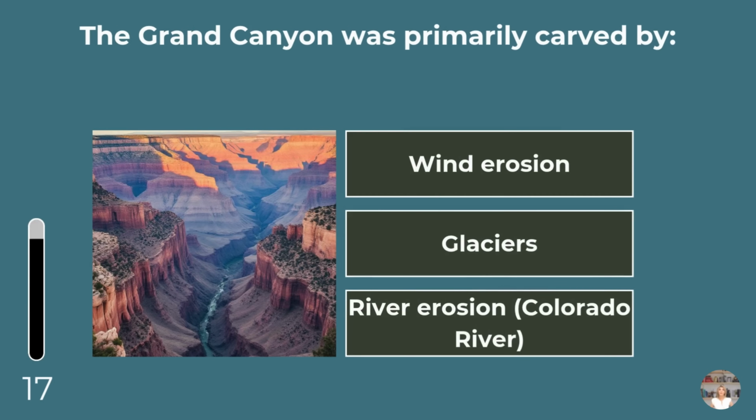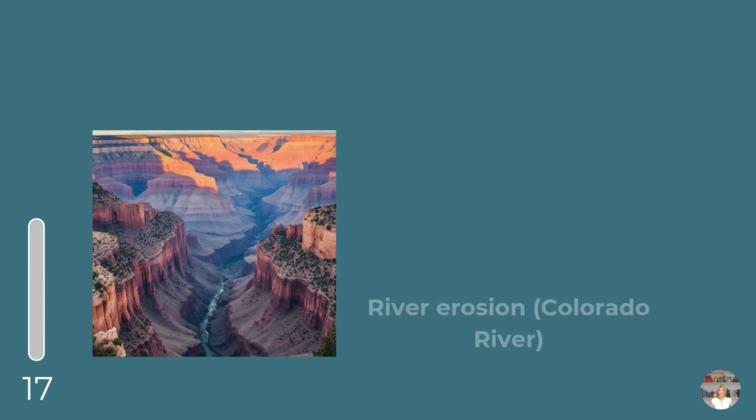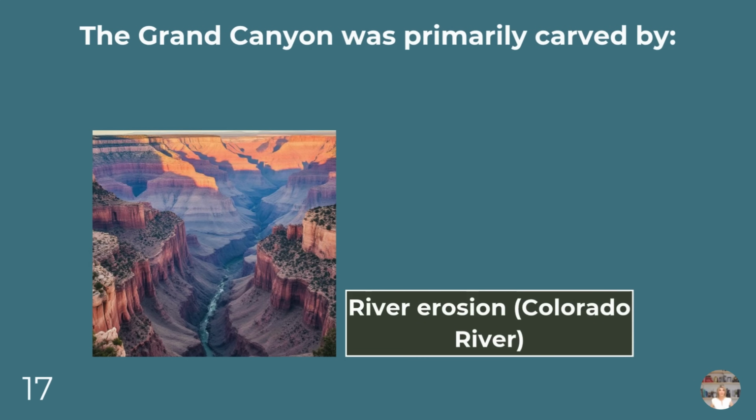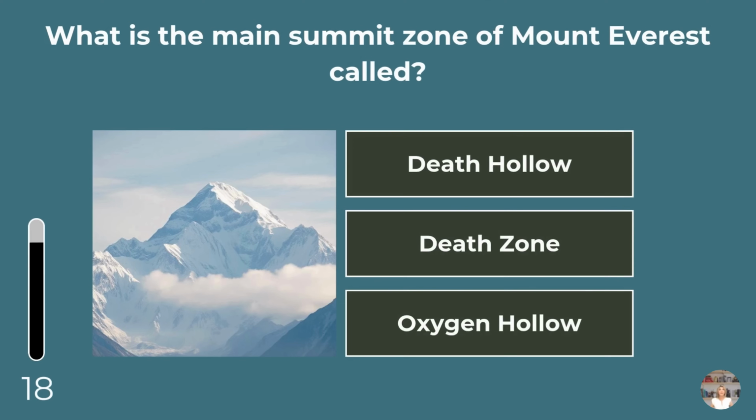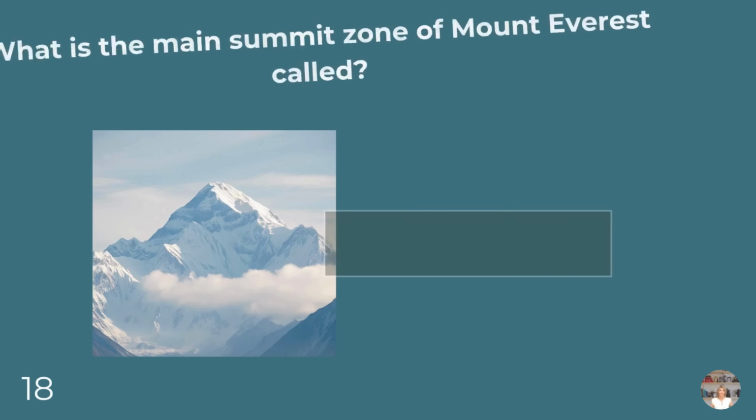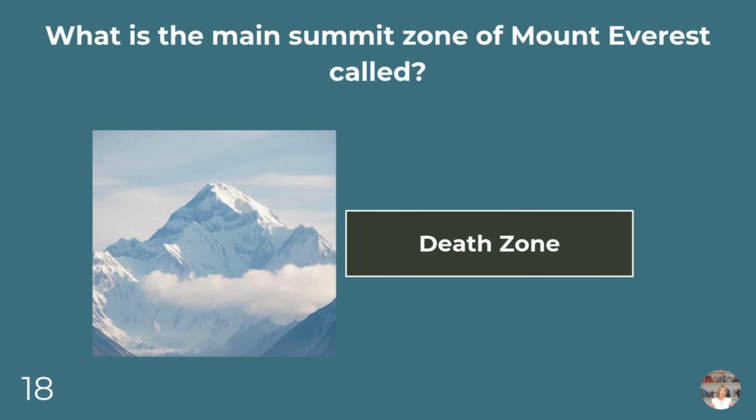The Grand Canyon was primarily carved by wind erosion, glaciers, or river erosion? River erosion. What is the main summit zone of Mount Everest called? Death Hollow, Death Zone, or Oxygen Hollow? Death Zone.